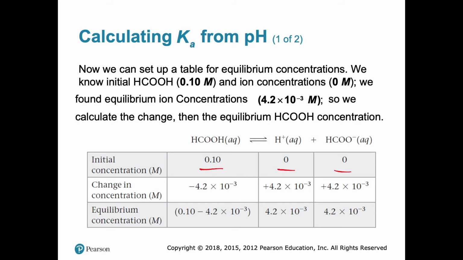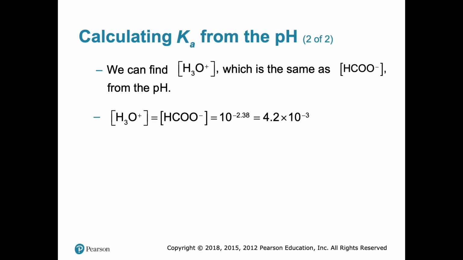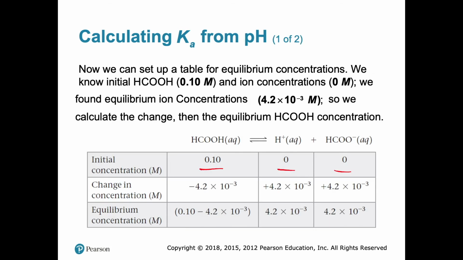But then we found out in the previous slide, when we did the 10 to the negative pH, to figure out what the concentrations were, that the concentration change is 4.2 times 10 to the negative 3 molar. What that means is that as we reach equilibrium, this initial concentration of formic acid will be subtracted by the 4.2 times 10 to the negative 3, because that's how much of the initial concentration of formic acid we're losing. So if we're losing that much on the reactant side, where is it going to go? Exactly, it's going to go on the product side. So that's why on the product side, you have plus 4.2 times 10 to the negative 3 and plus 4.2 times 10 to the negative 3.